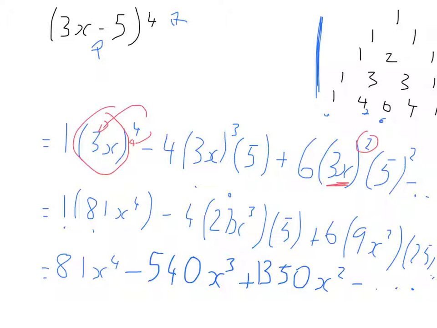So the final answer is there, 81 x to the power of 4 minus 540 x cubed plus 1350 x squared minus dot, dot, dot. That's all you need to do. And of course, those numbers I multiplied together, that's just as easy as using a calculator to work that out. Okay, so that's a B standard Pascal's.